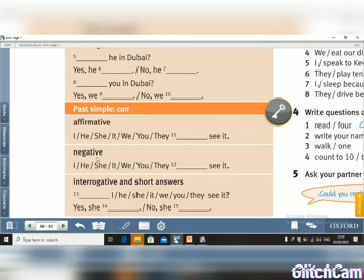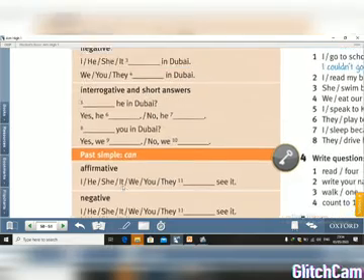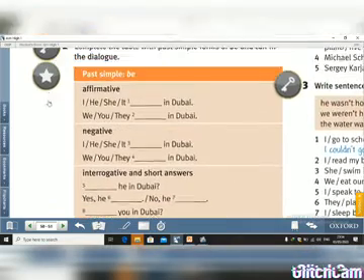Okay, so to make the negative with I, he, she, it, we, you, they, all pronouns, how can I make the negative? Yes, couldn't. Okay, and the interrogative and short answers. Could I, or he, she, it, we, you, or they see it? Yes, she could. No, she couldn't. Let's check our answers.